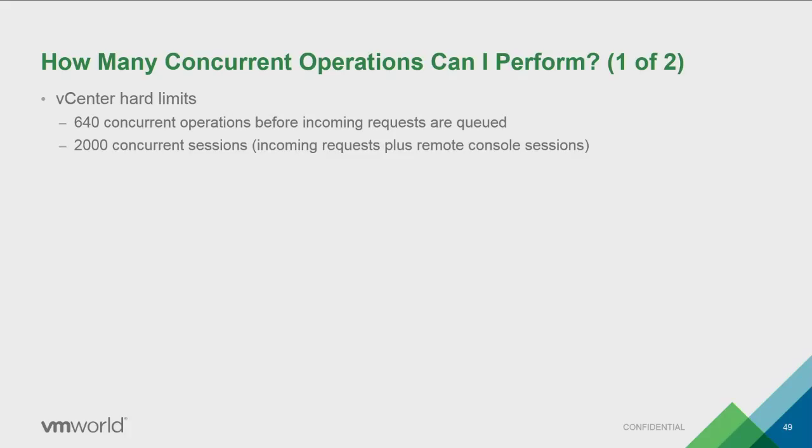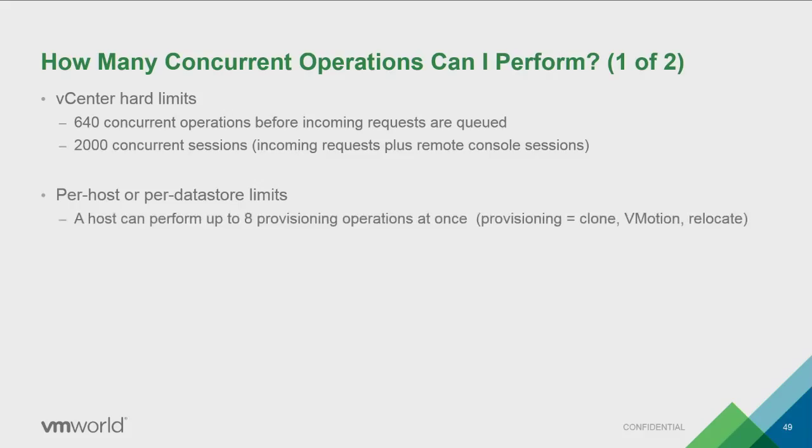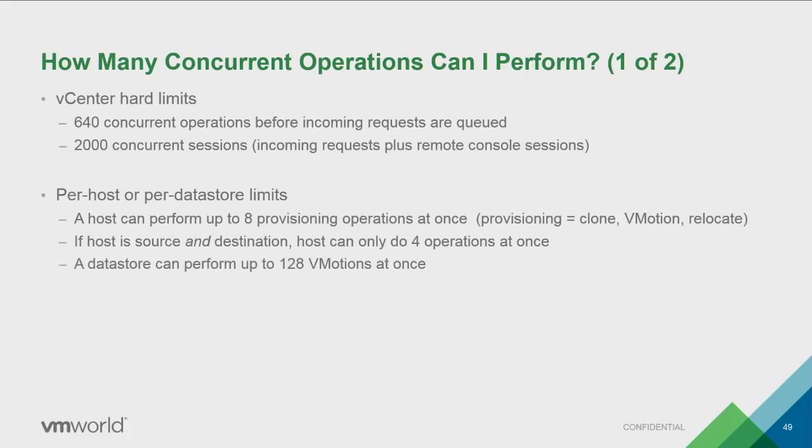So those are the vCenter-wide limits, but you have to have a little bit more nuance to this. We also have per host and per data store limits. A host can be involved in up to 8 provisioning operations at a time, and I'm defining a provisioning operation as a clone, a vMotion, or a relocate. I'm going to get into the next point on the next slide, so I'm going to save it. A data store can be involved in up to 128 vMotions at a time.